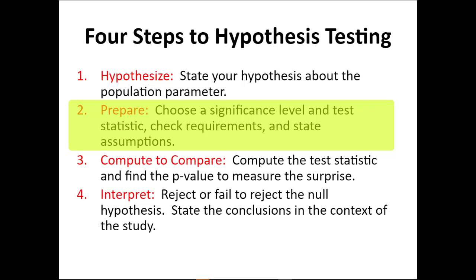The next step is usually the longest step, and that is the prepare step. So during the prepare step, you're going to do a variety of things. You're going to choose the significance level, and you're going to find the test statistic for that significance level. To do this, you will also need to decide whether you need a 2-tailed or a 1-tailed test. And if you need a 1-tailed test, do you need a left 1-tailed test or a right 1-tailed test?